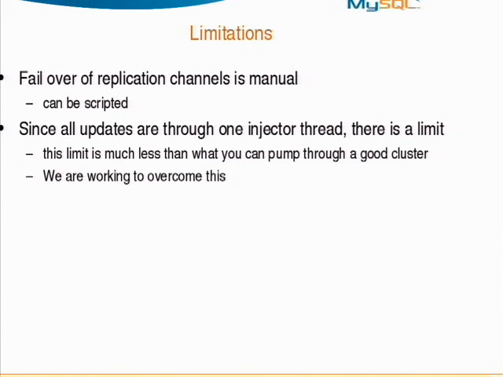And since all the updates are going through only one injector thread on one node, there is actually a limit to how many transactions you can have executing on your cluster and going through this replication channel as it is now. So we say this is generally less than what you can achieve with a decent sized cluster and hammering it, which is a shame, but not everyone is running 100,000 update queries a second or something like that. So we're working on overcoming this as well to make sure that you can have the maximum throughput of a normal cluster and replicate that.